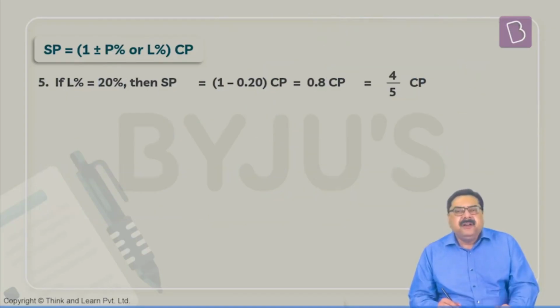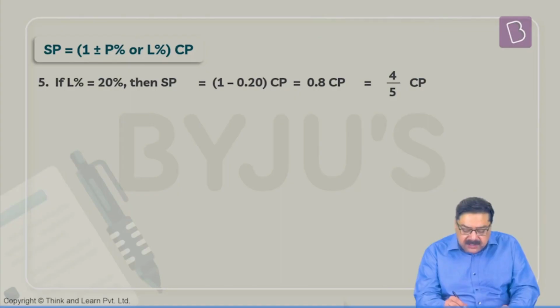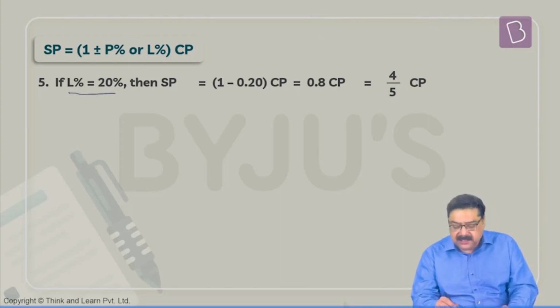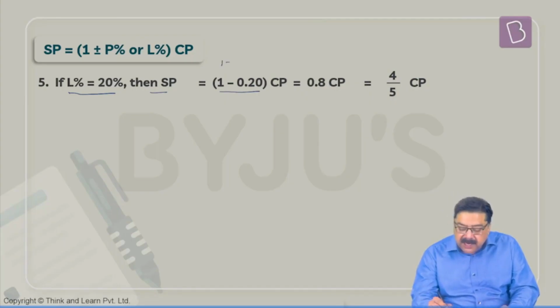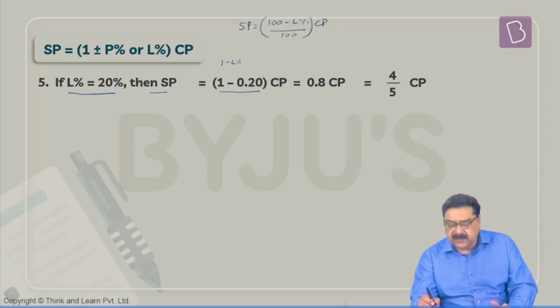We talked about profit, let's talk about loss. If loss percent is given to you as 20%, then selling price shall be 1 minus 0.2. As we learned, this is 1 minus loss percent. Now you know selling price is 100 minus loss percent by 100 into CP. See, writing this down also takes so much of time, isn't it so?